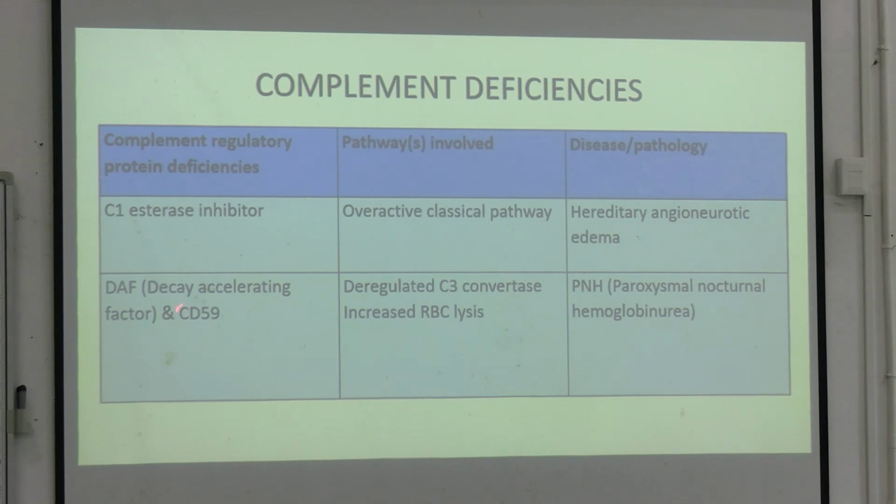Similarly, if the decay accelerating factor is deficient, what will happen? Complement clearing will be more, RBCs will be destroyed, and these destroyed RBCs will result in what is known as paroxysmal nocturnal hemoglobinuria. There will be rapid destruction of RBCs. This is a gist of some of the diseases which can occur if there is deficiency of regulatory proteins. That would be the end of the discussion regarding complement system.